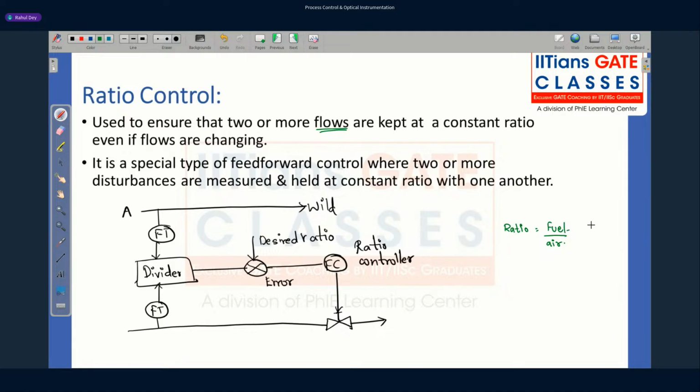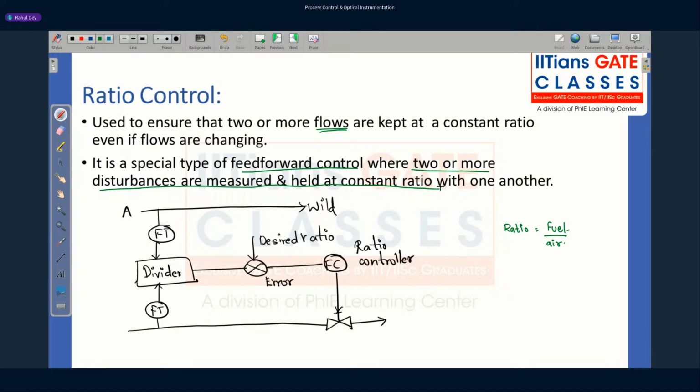We twist the accelerator, what will happen? We press the accelerator knob of the car, fuel increases as well as the air intake increases. So the fuel to air ratio needs to be maintained in your ratio controller. So in a ratio controller, two or more flows are kept at a constant ratio. It is a special type of feed forward control where two or more disturbances are measured and held at a constant ratio.